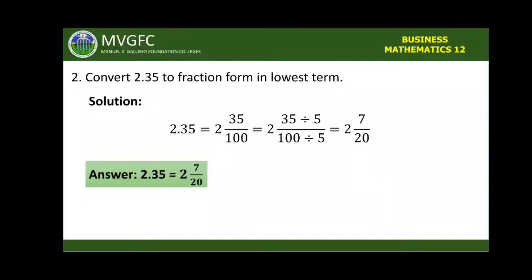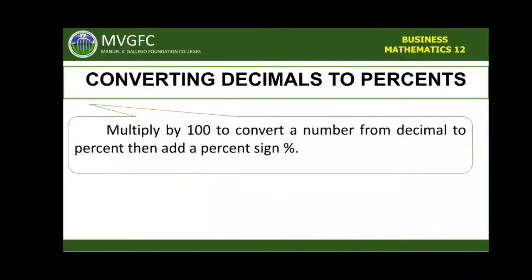So what is the GCF of 35 and 100? That is 5. So we have here 35 divided by 5 is equal to 7, and 100 divided by 5 is equal to 20. Then simply add the whole number. So in that case, our final answer is 2 and 35 hundredths is simply equal to 2 and 7 over 20. Next one, let's talk about converting decimals to percents.